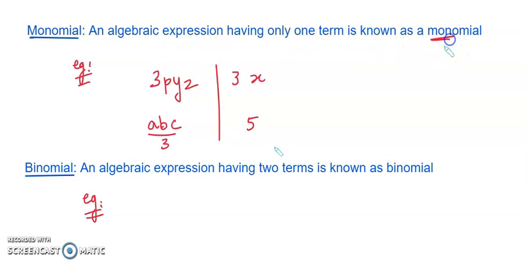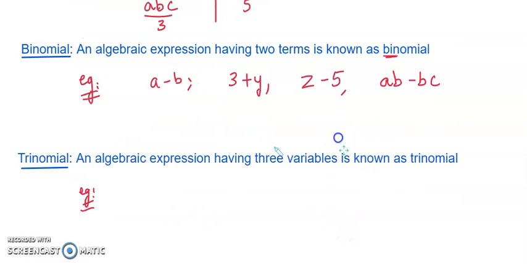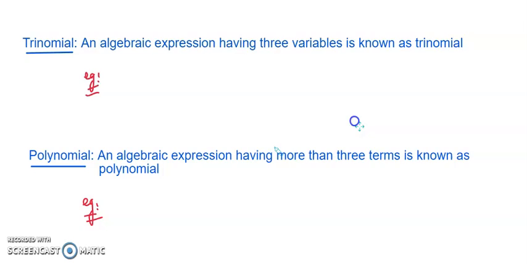Mono means 1. Similarly, when an algebraic expression has two terms, then it's called a binomial. Bi means 2. So it can be a minus b, it can be 3 plus y, it can be z minus 5, it can be ab minus bc. So there are two terms which are either added or subtracted, but they should be only two terms. Clear? The next is trinomial and polynomial.